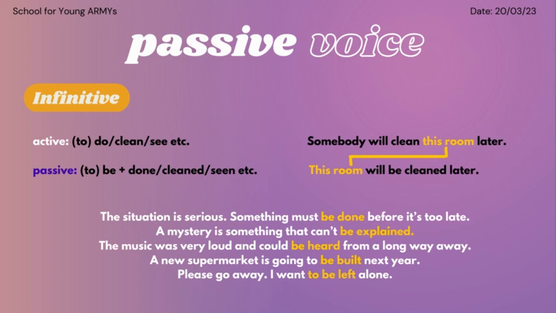The situation is serious. Something must be done before it's too late. A mystery is something that can't be explained. The music was very loud and could be heard from a long way away. A new supermarket is going to be built next year. Please go away. I want to be left alone. So you can notice that all the sentences there are in the passive form.